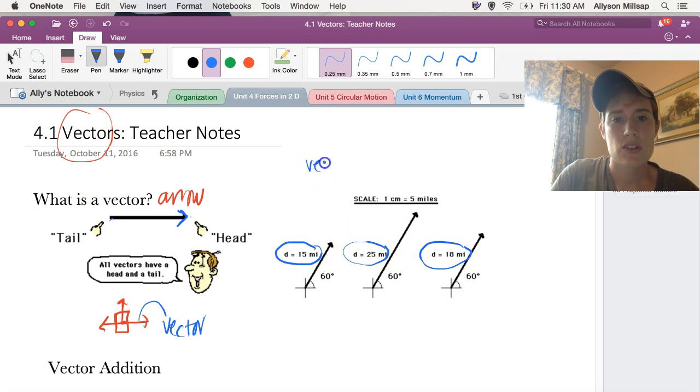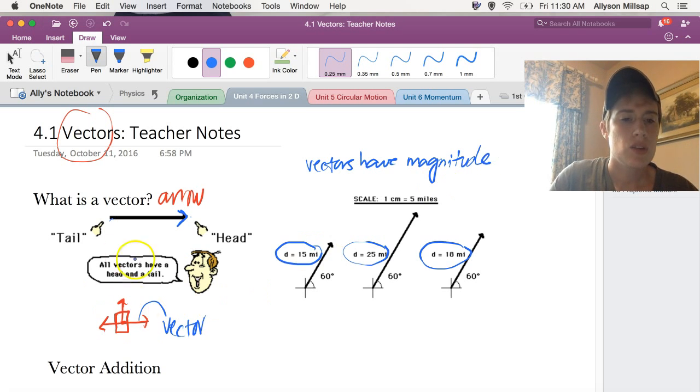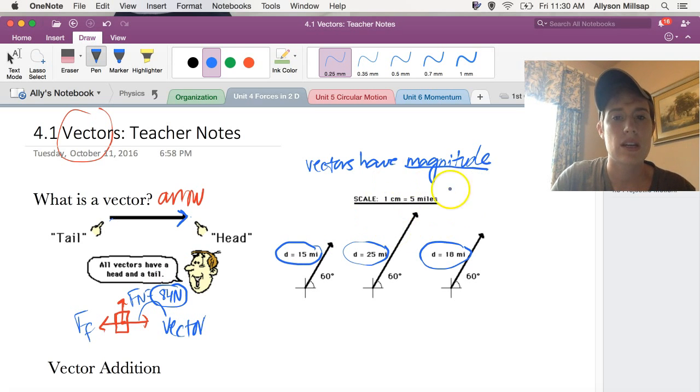So vectors have magnitude. Magnitude is just the number. So when I ask you to draw a free body diagram and you were to label the forces, like maybe this is friction, this is normal force, if you were to write down a number here, like let's say the normal force is 84 newtons, that is an example of magnitude. Okay, so magnitude is just a number.